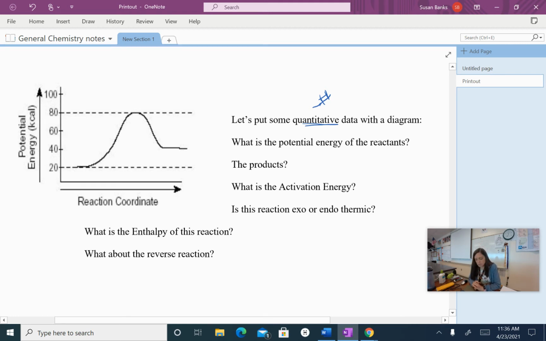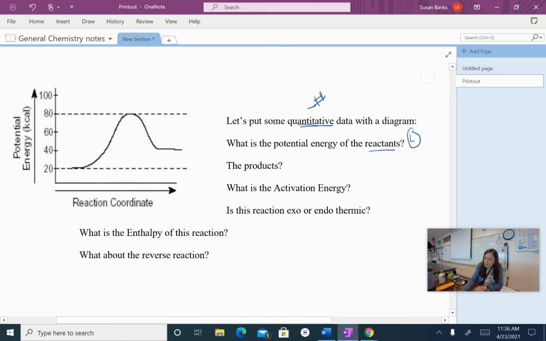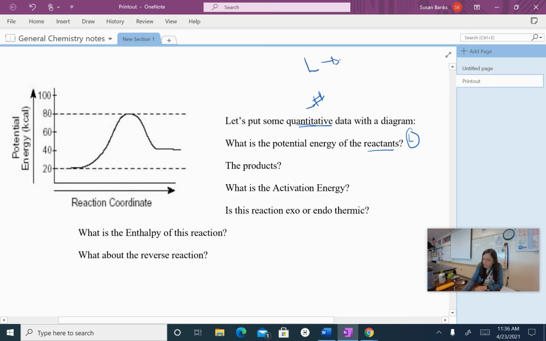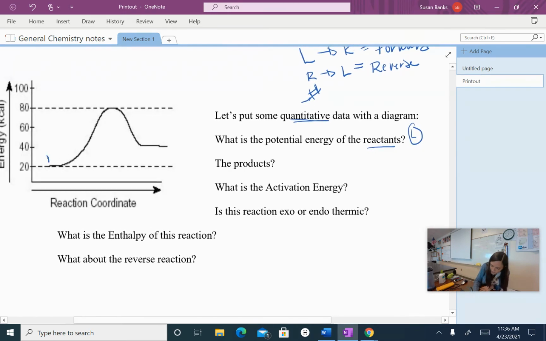So what is the potential energy of the reactants? Remember, when I read these, reactants are on the left-hand side unless I'm telling you to do the reverse reaction. So we read these diagrams from left to right. That is our forward reaction. If I read from right to left, this is my reverse reaction. We normally think of reading from left to right as our forward reaction. So my reactants are going to be right here.